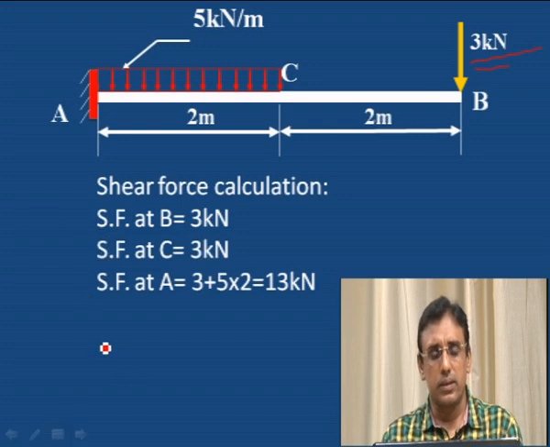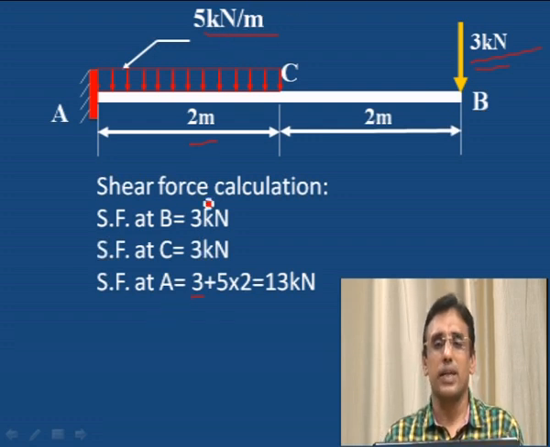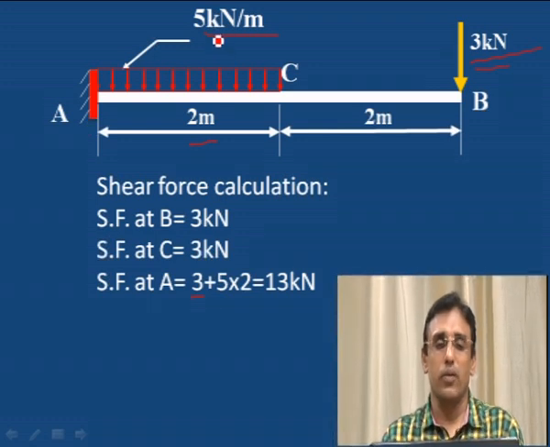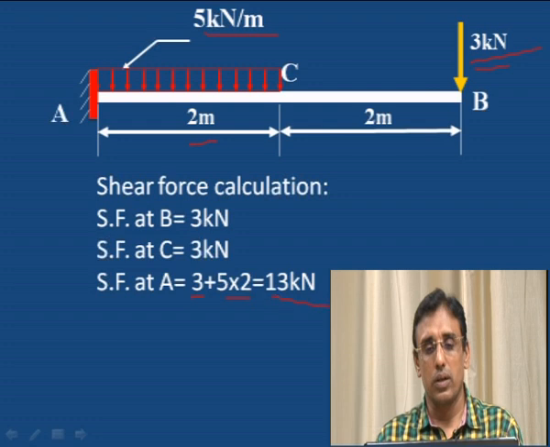Next, shear force at A. You can see 3 kilonewton is the previous value, plus this load, 5 kilonewton into 2. 5 kilonewton per meter is the uniformly distributed load. As I already explained, uniformly distributed load has to be converted into the point load. 5 into 2, 10 kilonewton plus 3, total 13 kilonewton is the shear force at A.